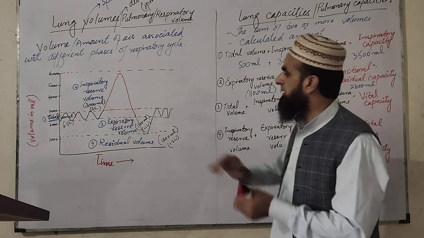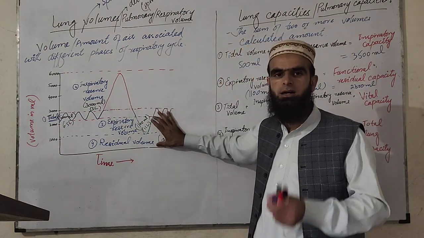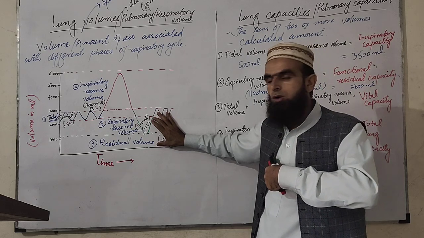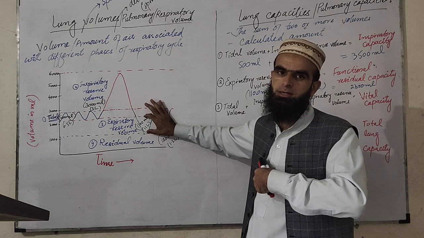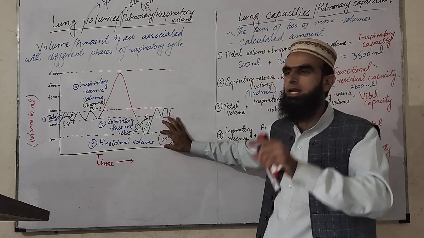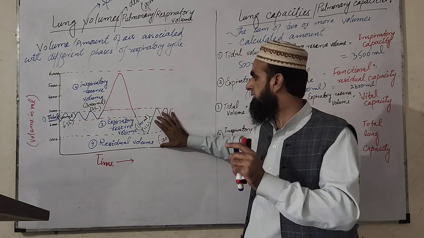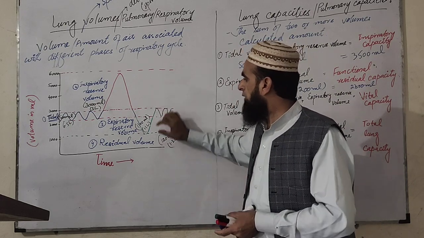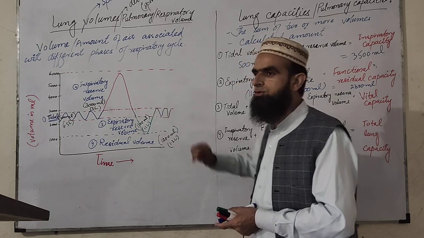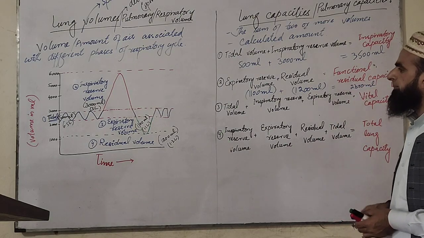This means during normal breathing, 2300 ml of volume resides inside your lungs, out of which this 1100 can be removed, and this 1200 resides inside your lungs forever. This is the amount which resides inside your lungs during normal breathing, out of which this part, the expiratory reserve volume, can be removed. Therefore it is called functional residual capacity.